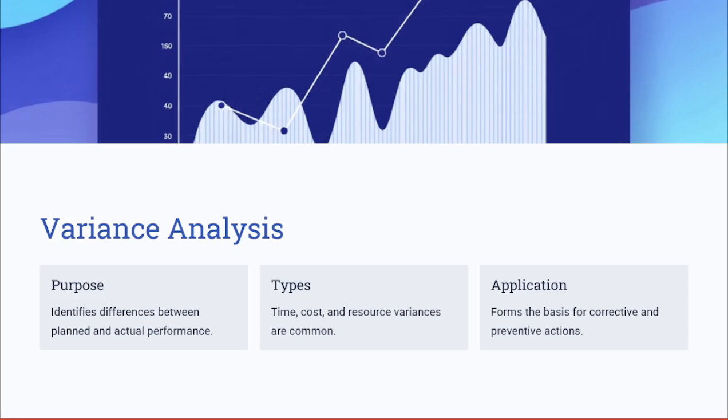Now let's move to variance analysis. Variance analysis involves comparing planned and actual performance to identify any discrepancies. Common variances include time, cost, and resource variances. This analysis forms the basis for corrective and preventive actions to address the schedule deviations effectively.